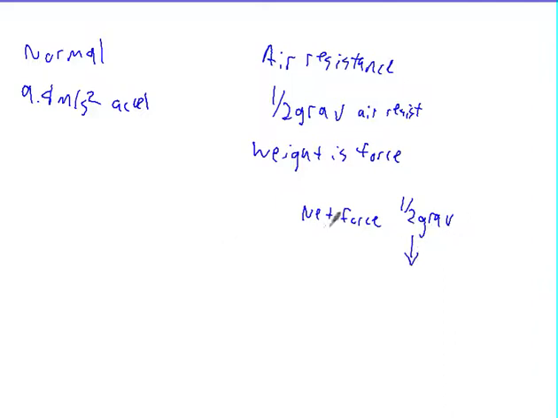If the net force is half of gravity, then what happens to acceleration? Half of normal. And what is normal? 9.8. So what is it? 4.9 meters per second squared. That's the answer.